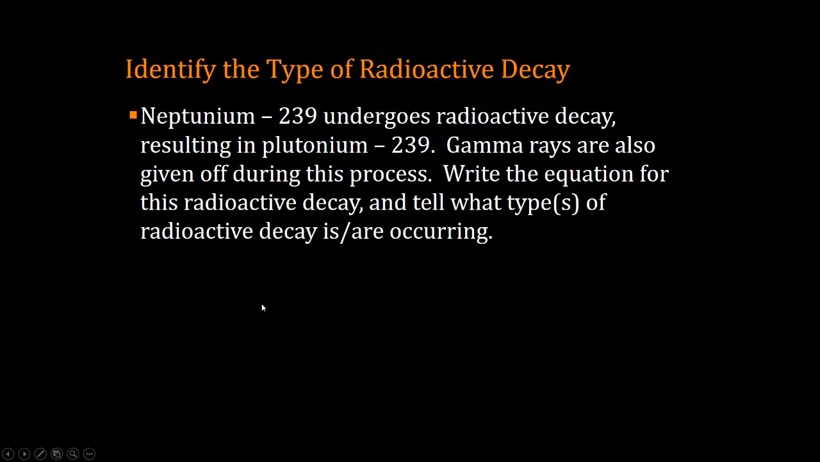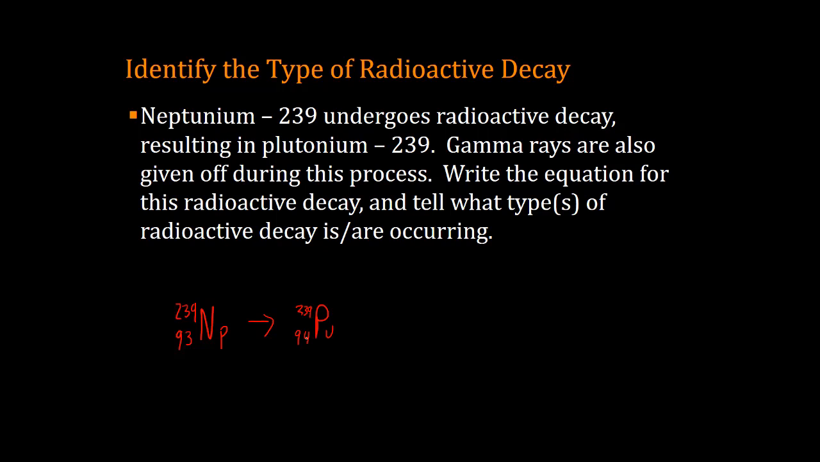And then identify the type of radioactive decay, neptunium-239. So let's find neptunium on the periodic table. We're told its mass number is 239. It's down below, and neptunium has 93 protons. It's right there next to uranium. It undergoes radioactive decay resulting in plutonium-239. So we find plutonium, Pu. It has 94 protons. And this is also 239.